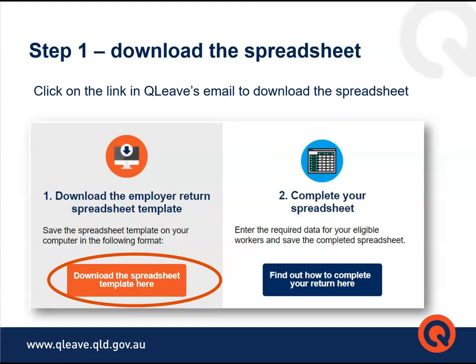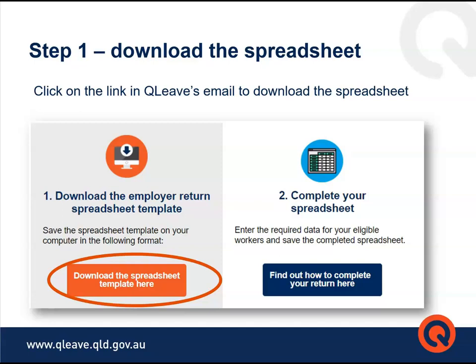So let's get started on submitting your return. Open the email that you received from QLeave with the instructions for completing the quarterly return. Go to section 1 and click on the orange button that's labelled Download the Spreadsheet Template here.